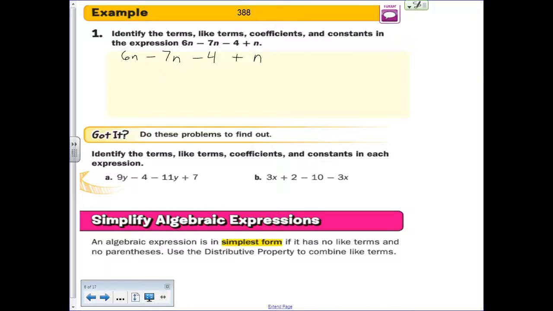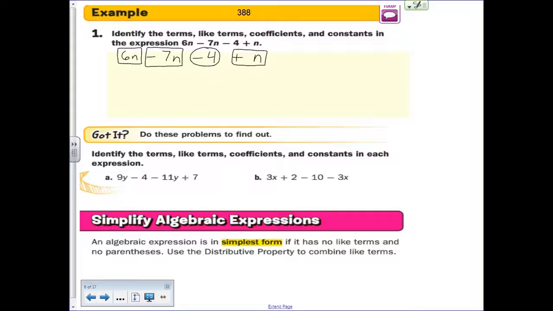So, first thing I would like you to do is to box all like terms together that have a variable that is the same. So 6n and negative 7n are like terms because they both have n to the first power, and positive n is also a like term, so box it in because it also has n to the first power. Then I would like you to circle the constant.